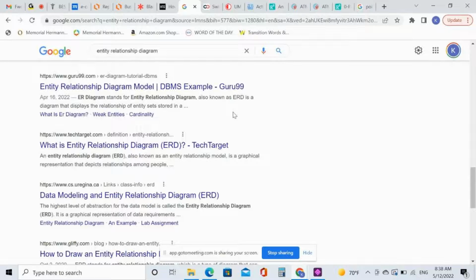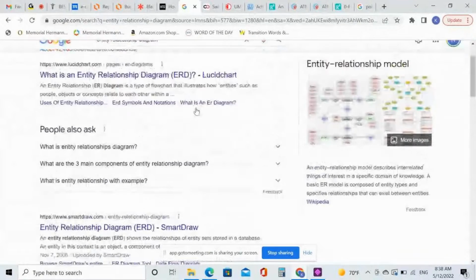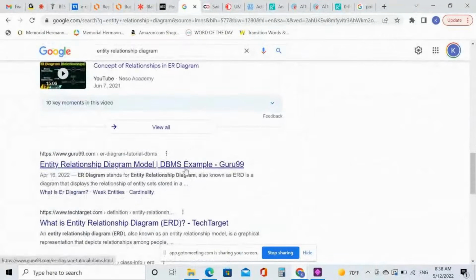There was a good link actually, I think that is missing somewhere. It's not there, but anyways, fine. Go with the first one and click on the Guru 99 one. Click on that, Krisa, please.